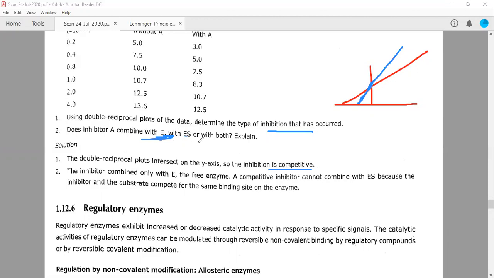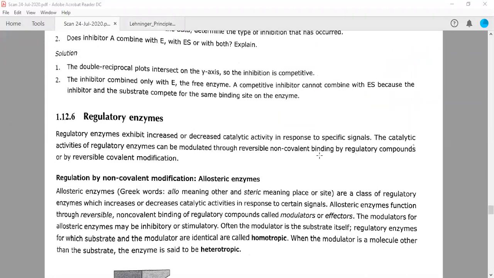So here, because this is competitive inhibition, you are getting this shape. This will only bind with the free enzyme. So the inhibitor combines only with the free enzyme. A competitive inhibitor cannot combine with the enzyme substrate complex because the inhibitor and the substrate compete for the same binding site. And they have also given the reason: because they are having only one site on the enzyme, therefore they can bind only with the free enzyme. Okay. So these are the types of problems you can face.